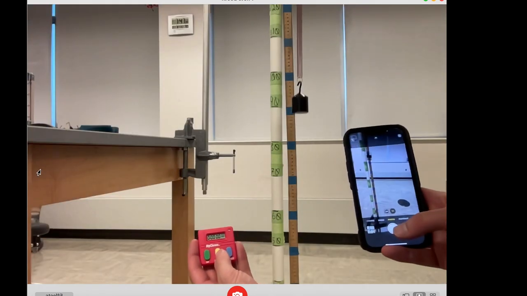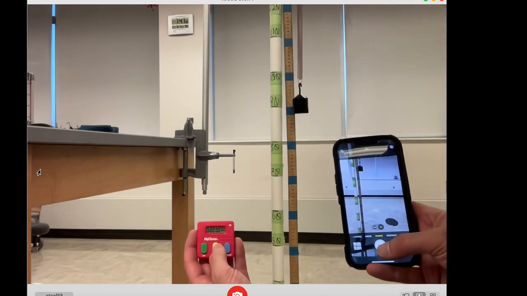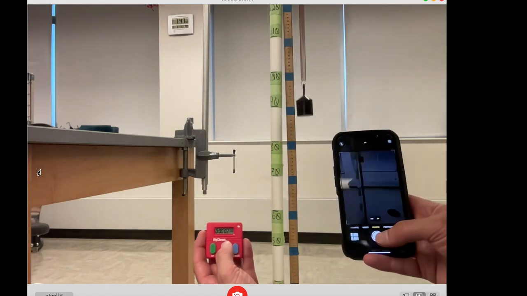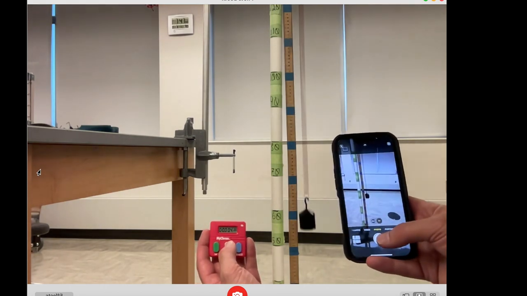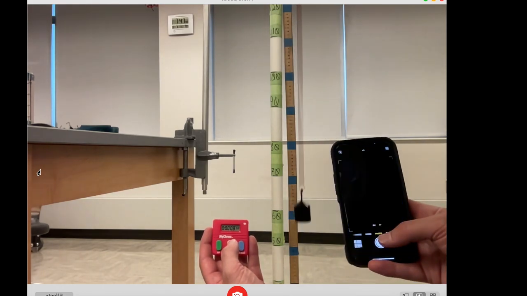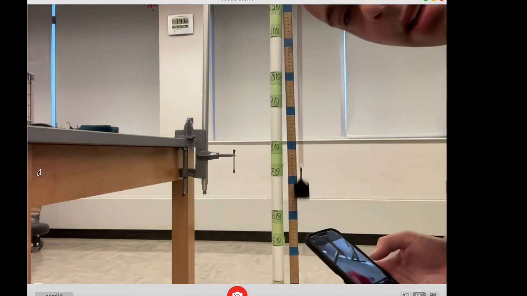Okay, I'm going to start my timer and click every half of a second. Click, click, click, click, click. That seemed like a good trial.